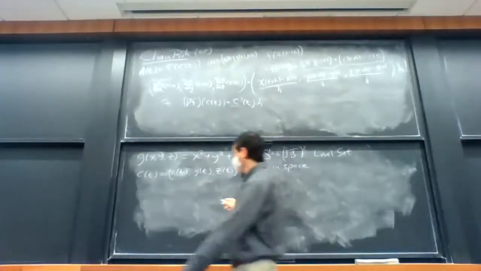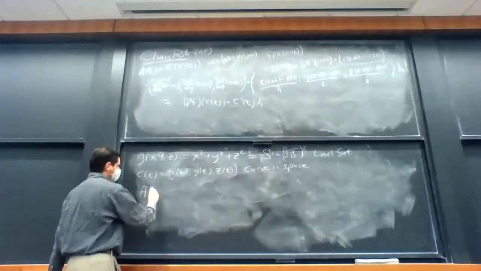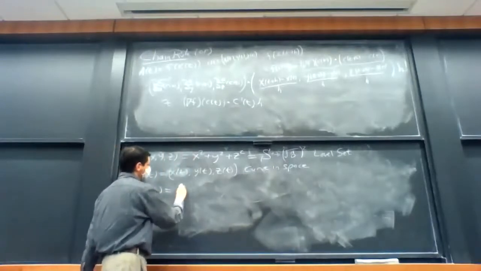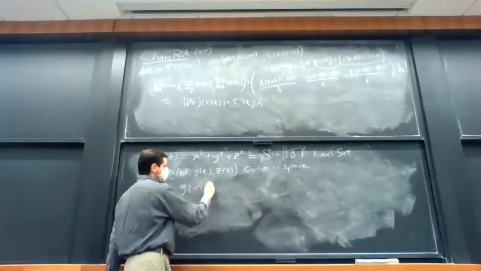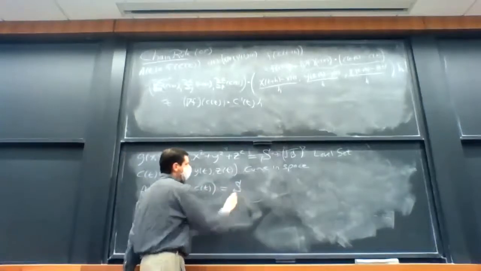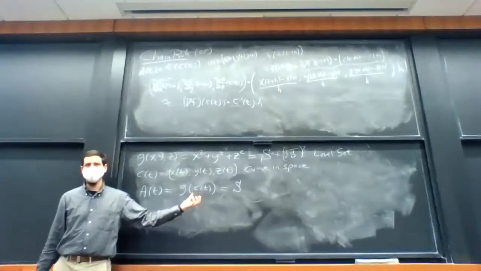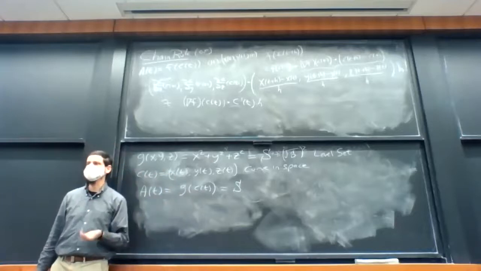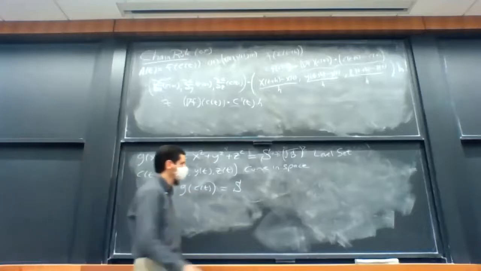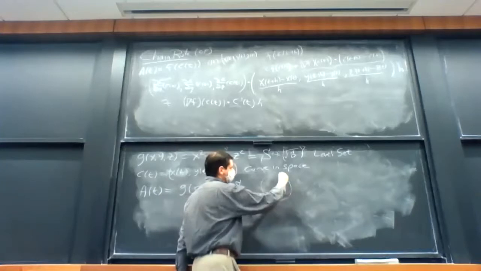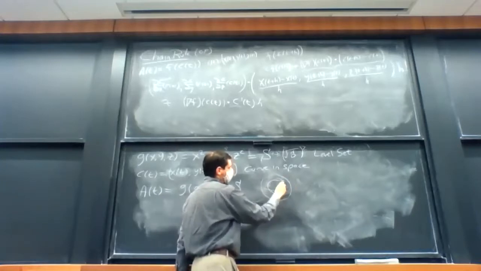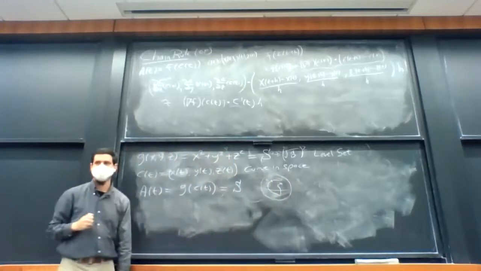And so imagine we have this function, a of t is g of c of t. And imagine no matter what value t you take, g of c of t is always s. So you're staying on the surface. You're staying on the level set. So if I have a sphere like this, I have some path like this, my c, and I'm staying on my sphere.